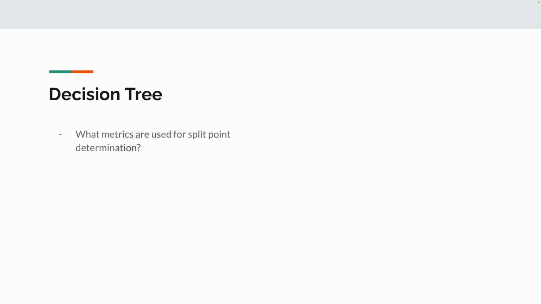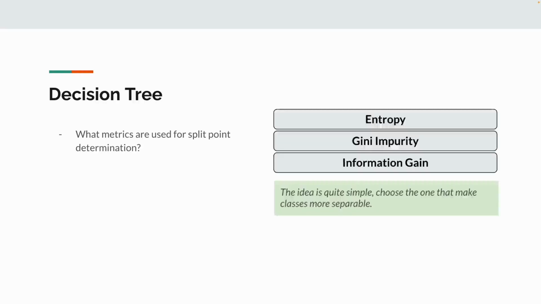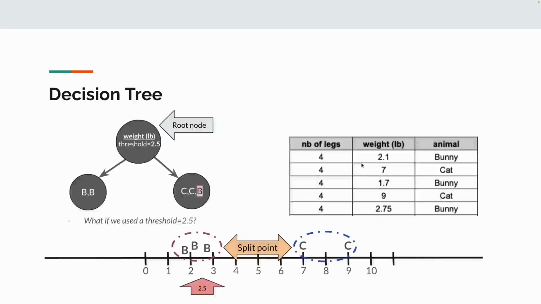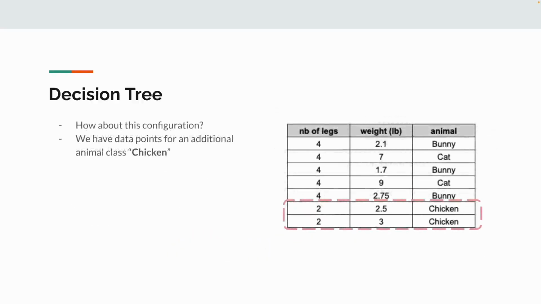So one question is, what metrics are used for split point determination? Here I'm not going to the depth of these mathematical metrics. If you are interested, you should read some documentation in the reading list that we have provided. Entropy, Gini impurity, and information gain are some of the usual metrics that are used to identify these split points. We will go for a configuration with a little bit more data.